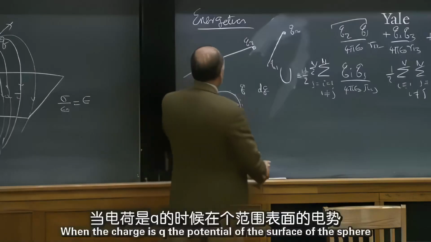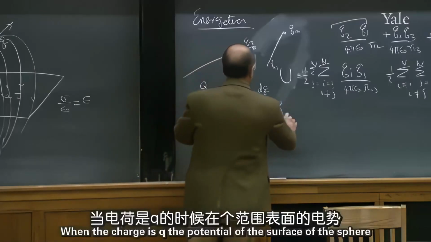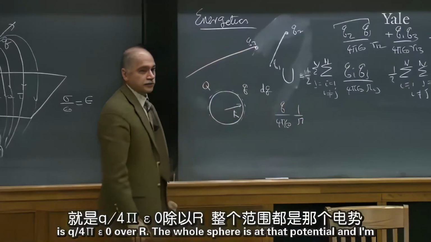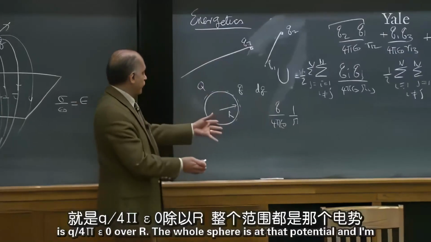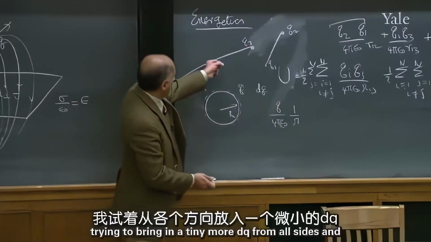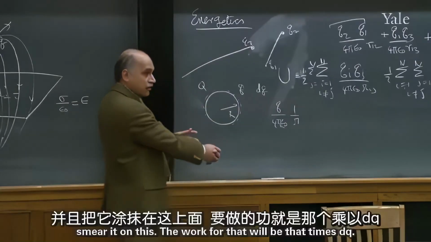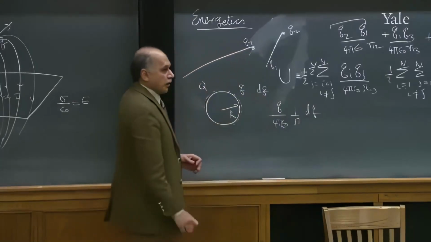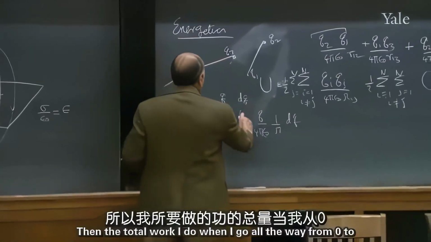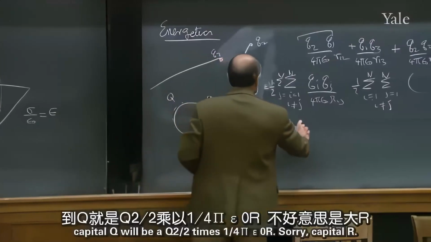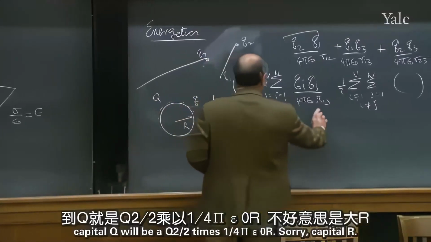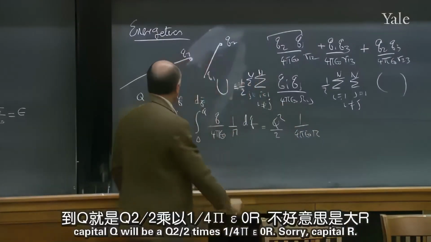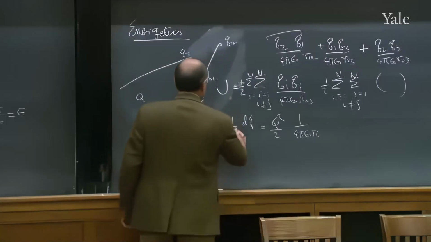When the charge is q, the potential of the surface of the sphere is q over 4 pi epsilon 0 r. The whole sphere is at that potential. And I'm trying to bring in a tiny bit more, dq, from all sides and smear it on this. The work for that will be that times dq. Then the total work I do when I go all the way from 0 to capital Q will be Q squared over 2 times 1 over 4 pi epsilon 0 R.